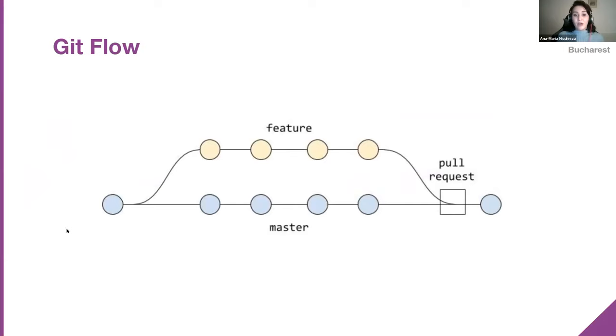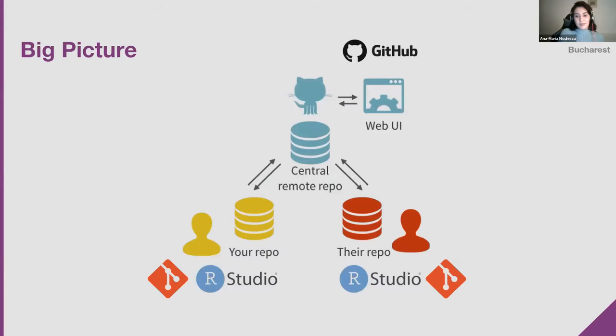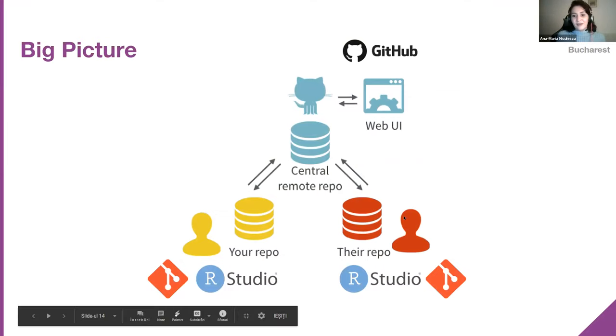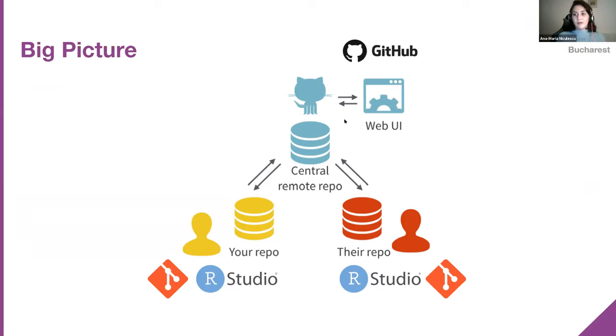So let's say we have a project that has a master branch, a master version of your code. It's the final version. And if someone wants to add a feature, to do something new, they can go with a parallel version of the project without disrupting the master version and add their commits, these little circles, and in the end, merge their work with the master. So in the end, this is the big picture. Everyone in a team has RStudio. That's the specific case because we're talking about R projects. They have a version of the project locally, and they interact with the central remote repo, the source of truth, which is hosted by GitHub, which is actually a site, a big site.